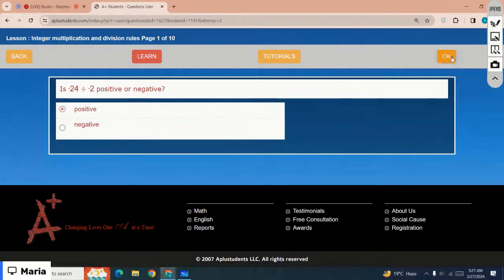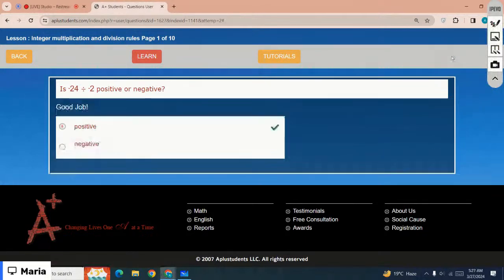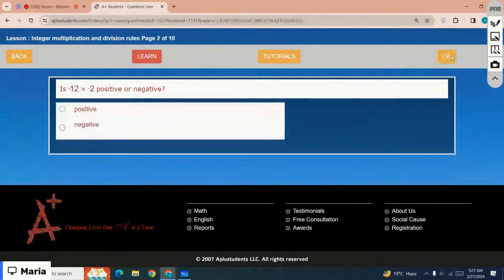The next question is negative 12 times negative 2. Again, both the numbers have exactly the same sign. So you are multiplying two numbers with the same sign. That means the answer must be positive. If they have the same signs, the answer is positive. The correct option is positive.